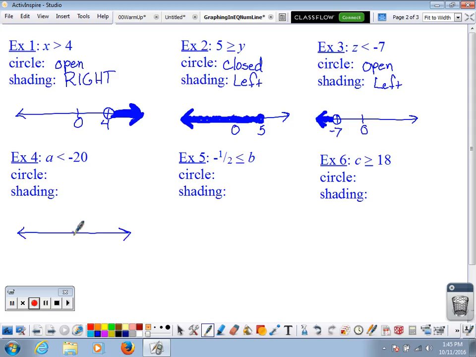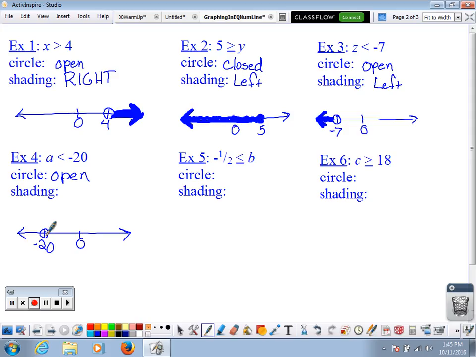So number line, 0 near the middle, negative 20 over here on the left. Okay, let's talk about the shading. I see less than. And what does that chart tell us if the inequality that they use is less than? What kind of circle are we going to use? An open circle. Good. So I'll put an open circle on that negative 20, and no matter what, I don't shade it in.